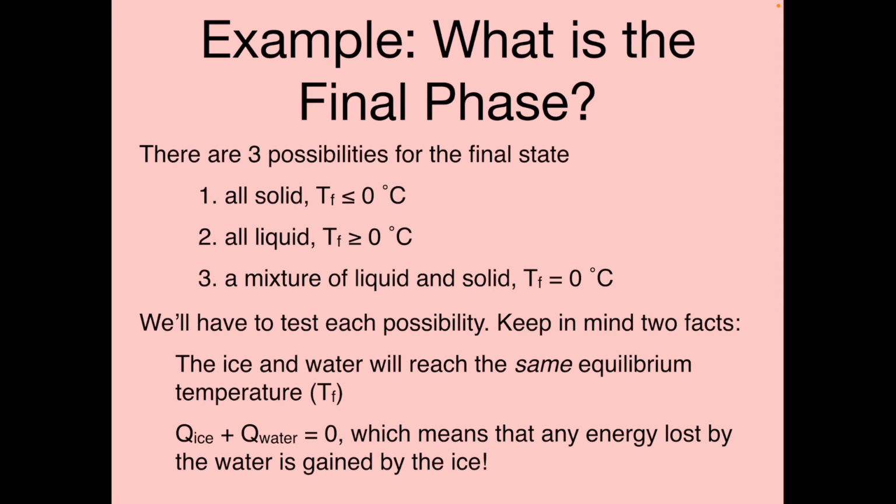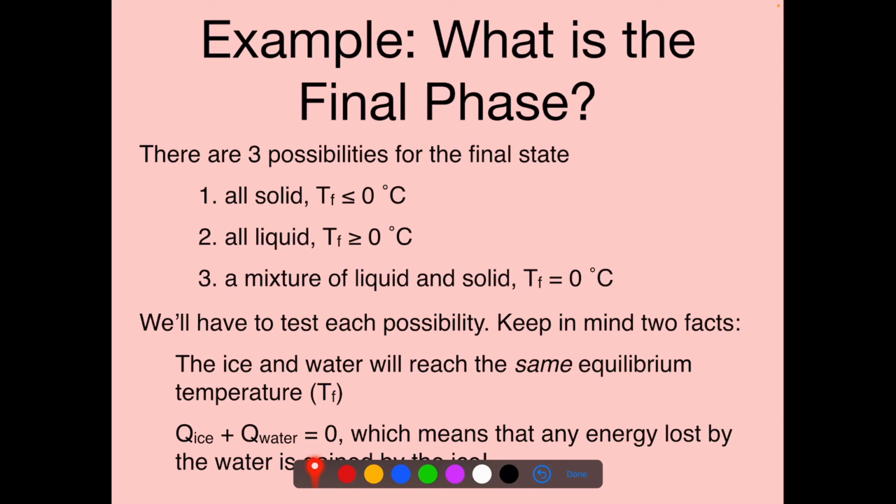So if we're trying to figure out whether or not all of the ice will melt, the question we're really asking here is, what is the final phase of the system? There are 3 possibilities, and let's outline them here. So one possibility is that the final temperature ends up being something less than or equal to 0 degrees Celsius, and it's all solid ice at the end.